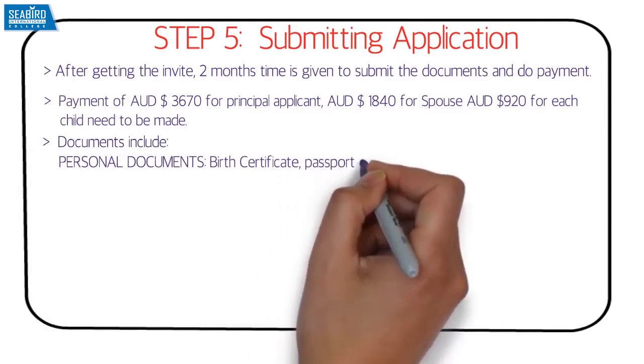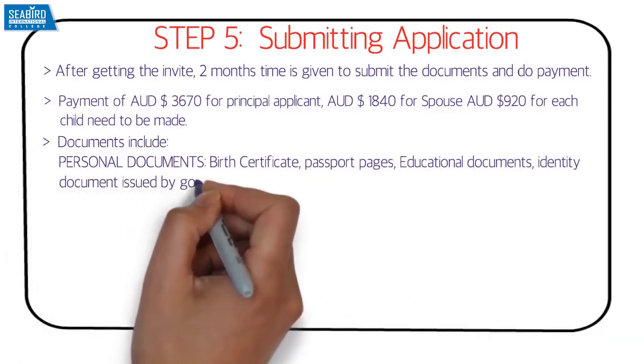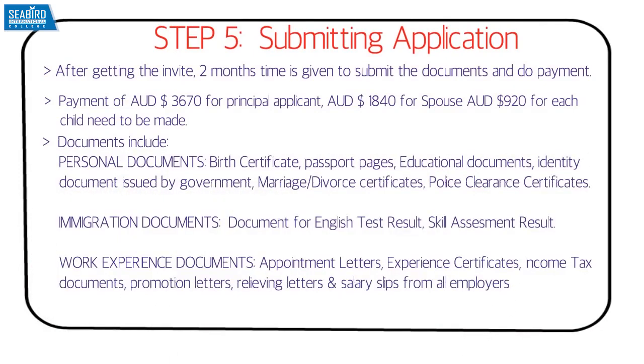Documents which are required are very important. There are three categories of documents. The first one is personal documents. You are required to submit the birth certificate, the passport pages, educational documents, identity documents issued by the government, marriage or divorce certificates, and police clearance certificates as well. Then immigration documents: you need to submit your English test result and skill assessment result.